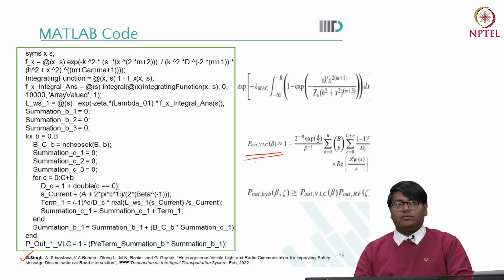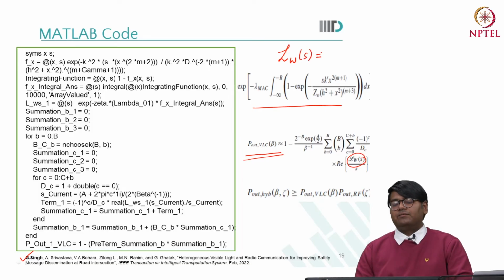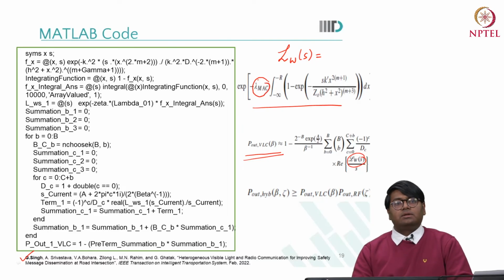In this equation for outage probability, we have a term called the Laplace transform of the random variable W. This Laplace transform of random variable W is given by this equation. Here we see the term lambda MAC. The MAC protocol governs the amount of interference experienced at the receiver. We can minimize the impact of interference by employing a suitable MAC protocol.